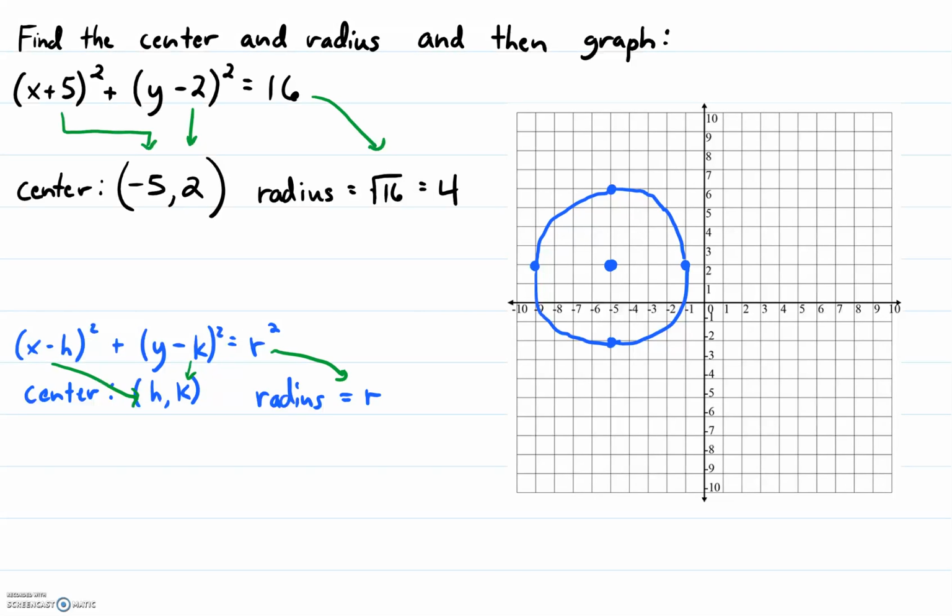And so in general, that's how you would graph a circle. Ideally, you want to plot the center first, and then whatever your radius is, go to the right, to the left, up and down that number of units and put a dot, and then connect it. And that's it.